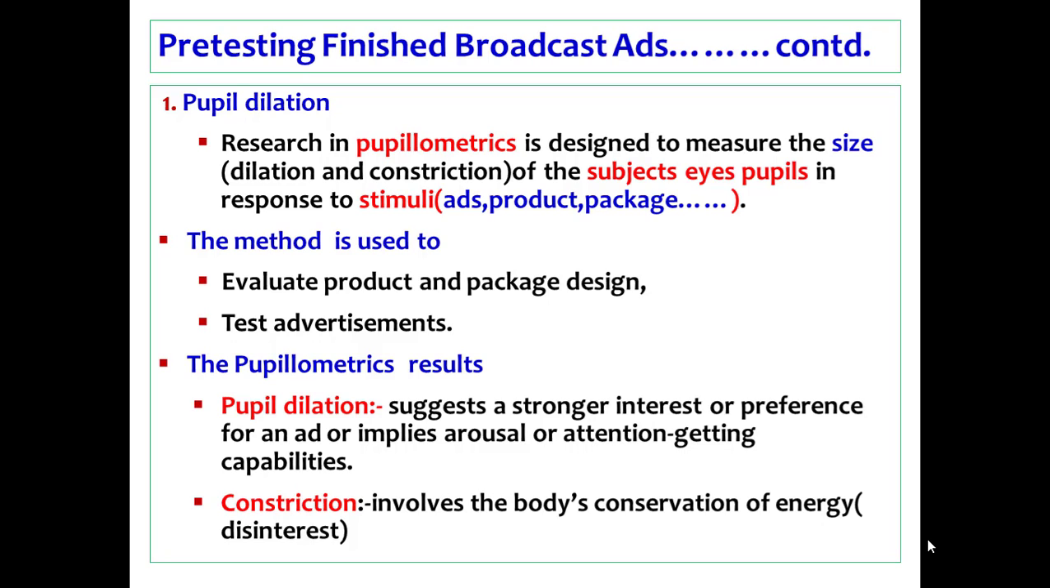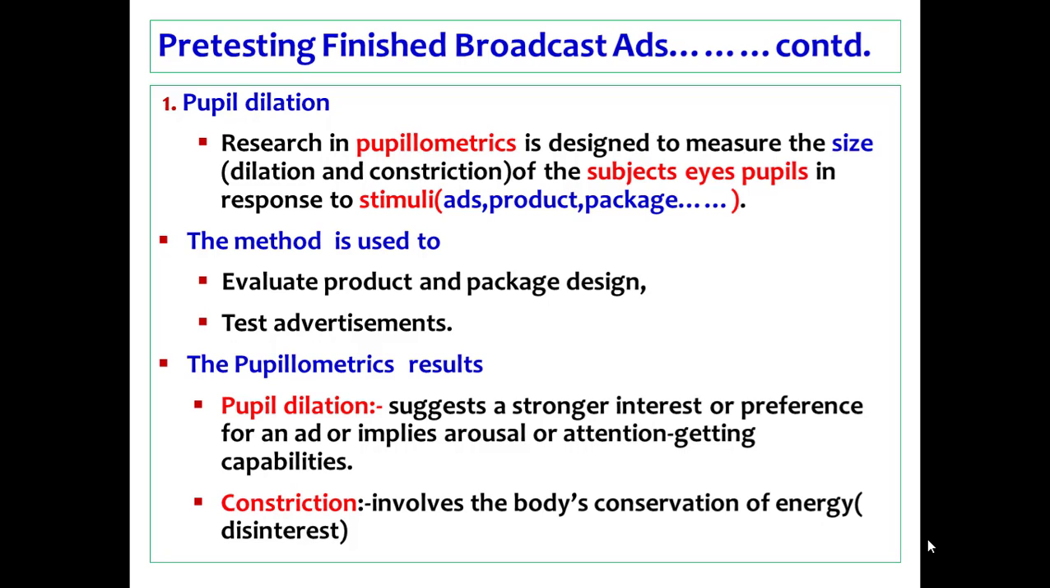In this case, the stimuli might be an advertisement, product, or package, because this method is applied to various subjects to measure. For example, the pupil dilation method is used to evaluate product and package design, and at the same time we can also use this technology to test advertisements. So the concern of our discussion today is how we use pupil dilation or pupillometric devices to test the advertisement. We can come up with 2 results. The first one is pupil dilation, the other one is constriction.